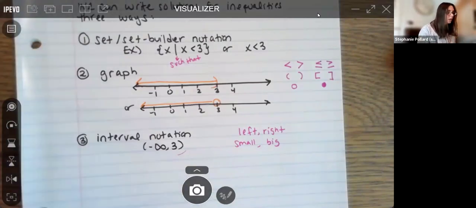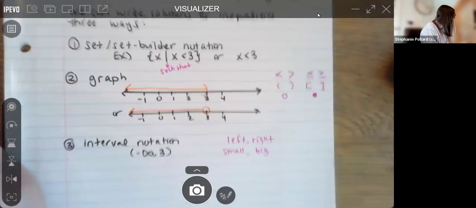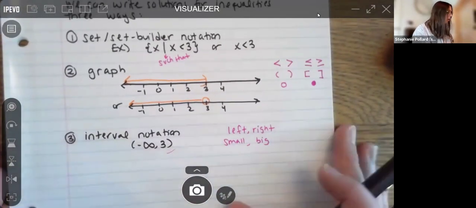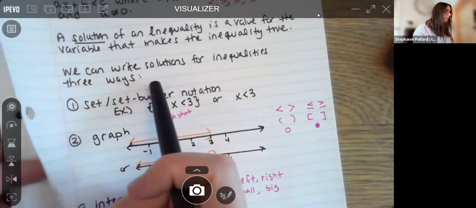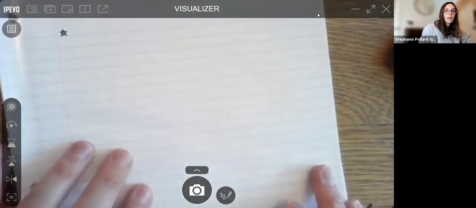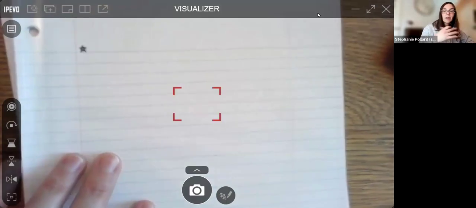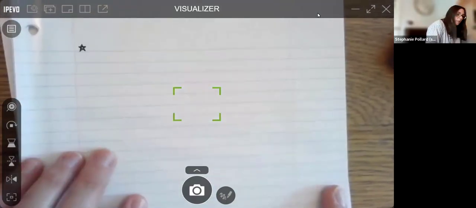All right, so we're going to do a lot more with graphing and writing solutions as we go through, but I'm going to start with solving, and we'll just do it all together. Now, the nice thing here with inequalities is that we solve them pretty much the same exact way we do for equations.